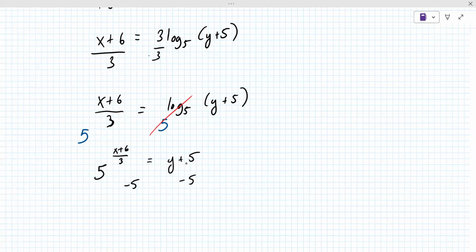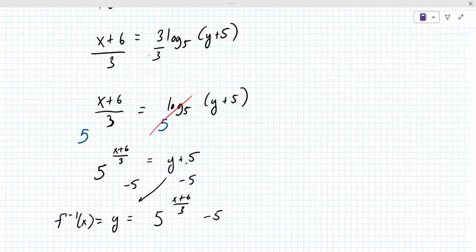There's nothing to combine it with, but I am going to put y on the left and this other stuff, the 5 to the (x plus 6) over 3 minus 5, on the right. Okay. And then it's a final step, but you're supposed to actually write f inverse of x here. Some teachers are big on that, some are not. Okay.